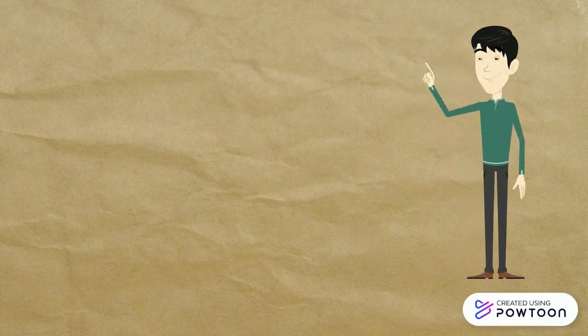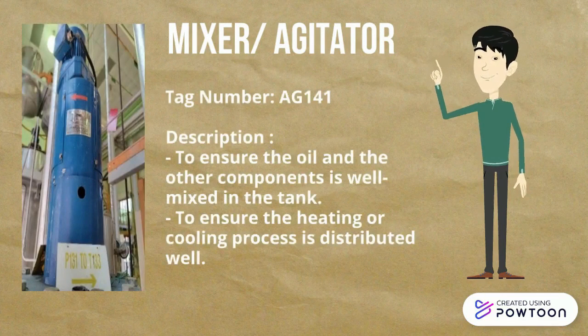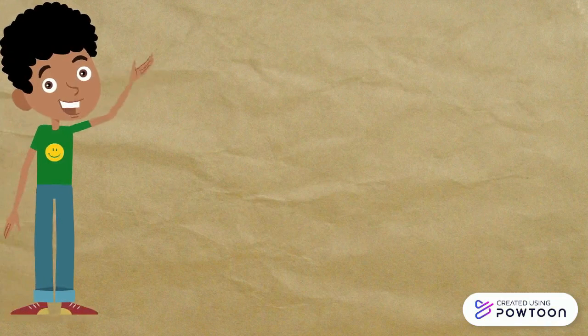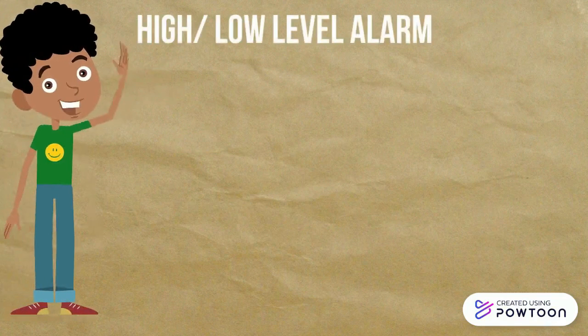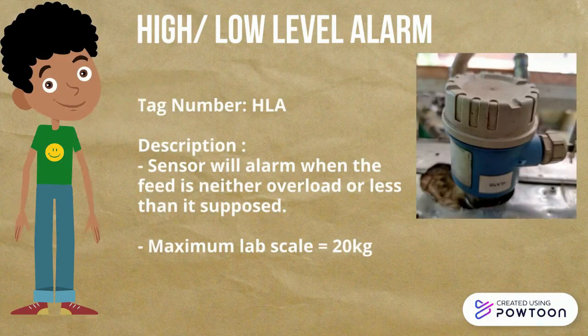The next one is the mixer or agitator. It functions to ensure the oil and the other components are well mixed in the tank. It is also to ensure the heating or cooling process is distributed well. Next is the high or low level alarm. It is a sensor that will alarm when the feed is neither overloaded nor less than it is supposed to be.